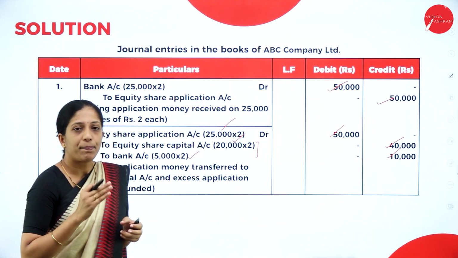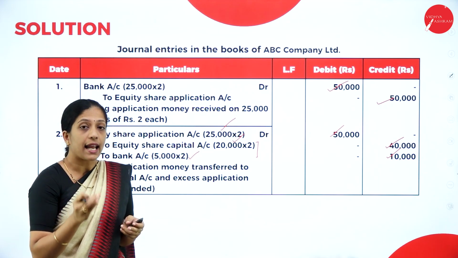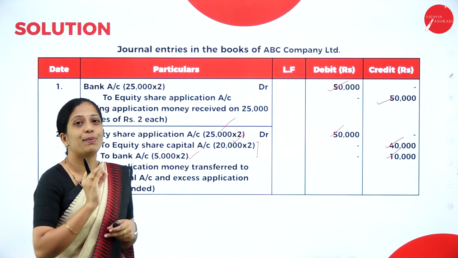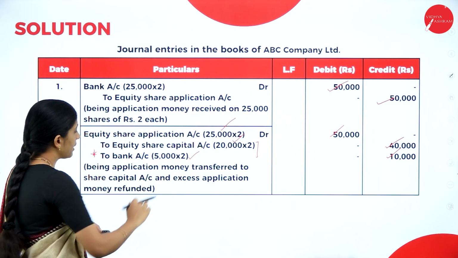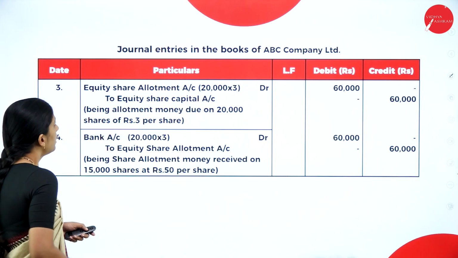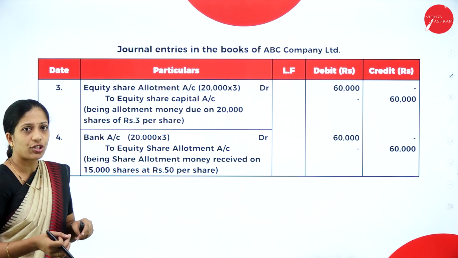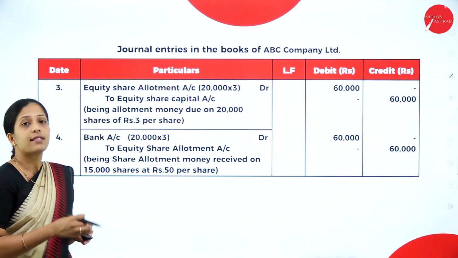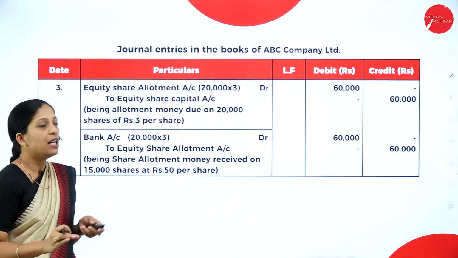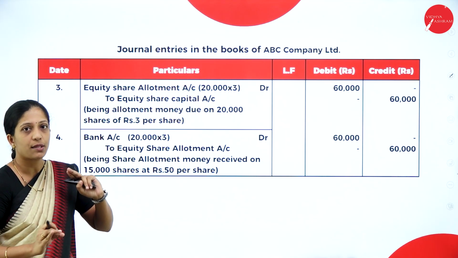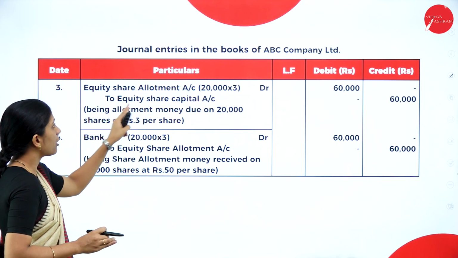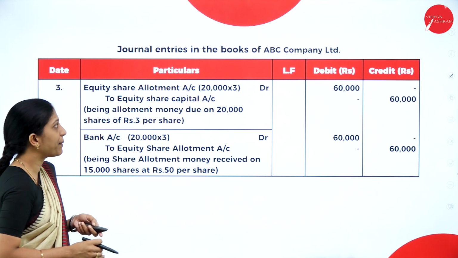Narration: being application money transferred and excess application money has been refunded. So, you can write in your own words. Now, come to your allotment stage. After allotment, it remains the same. So, equity share allotment account debit. Since the shares are not issued at premium, there is no securities premium. So, equity share allotment account debit to equity share capital account.